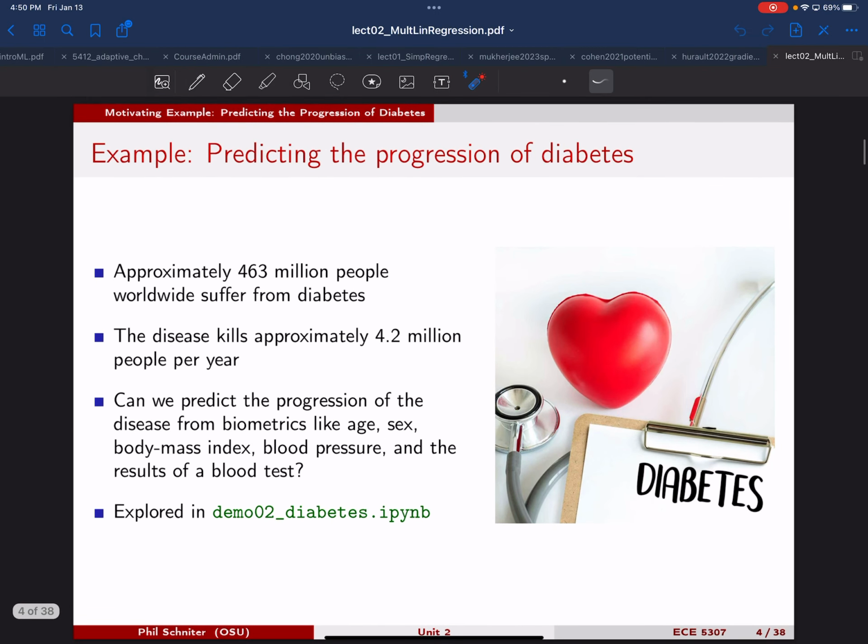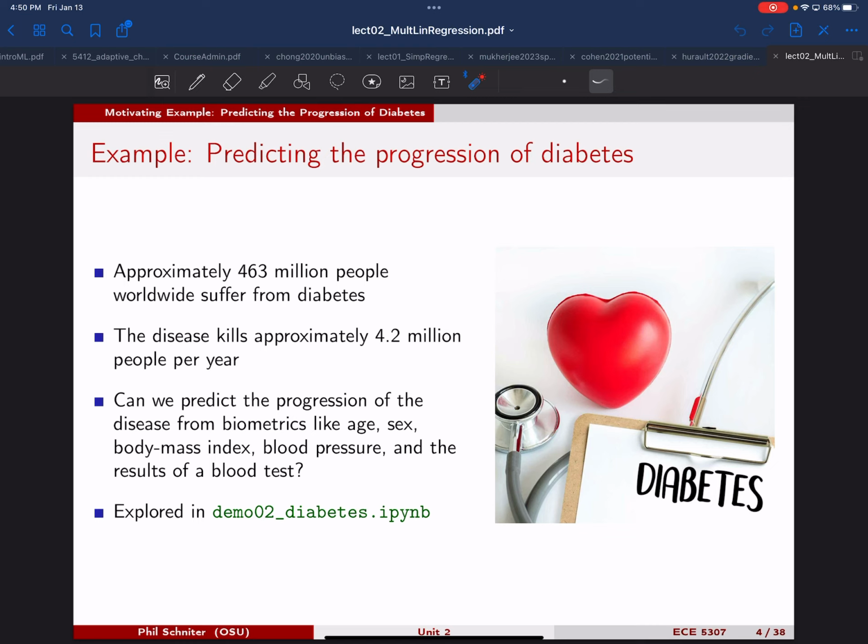Okay, so our data set for this unit is going to be a diabetes data set. Diabetes is a disease that affects hundreds of millions of people. Every year it kills millions of people. So it's an important disease to study.